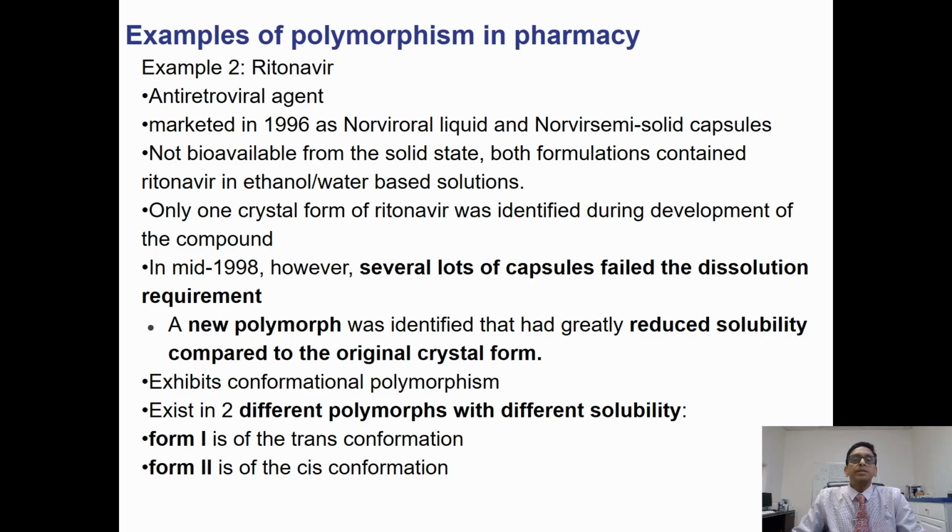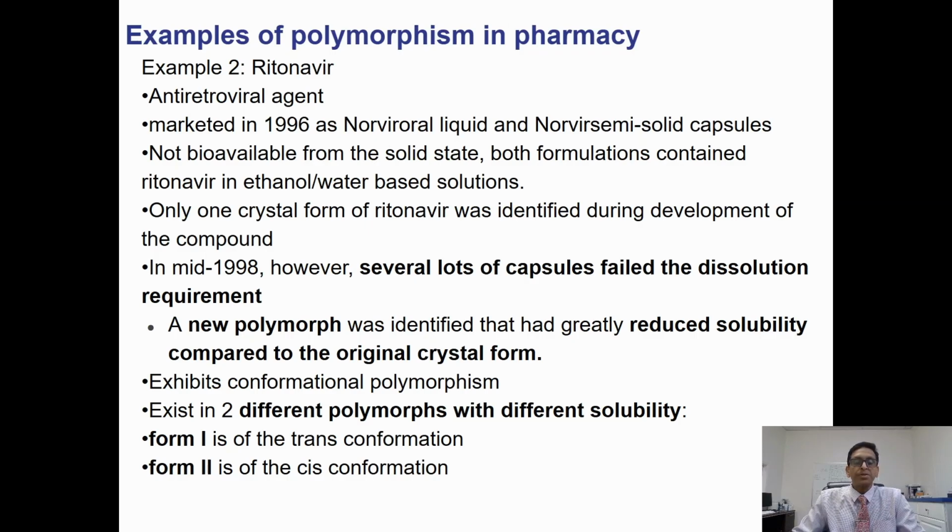Another example is ritonavir. This molecule was marketed in 1996, and during development it was noticed that most of the formulations of this ritonavir molecule failed the dissolution test. Because of the crystalline nature of the compound, it didn't achieve the required solubility and failed the dissolution study. At a later stage they studied it and found that it has different polymorphic forms.